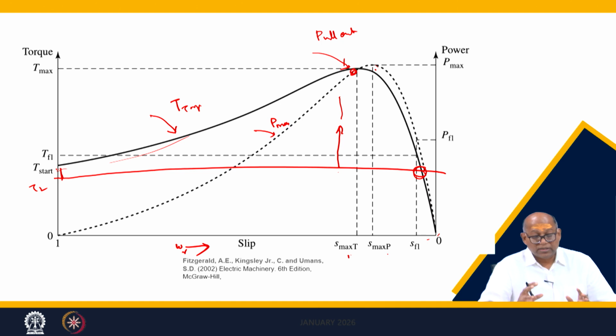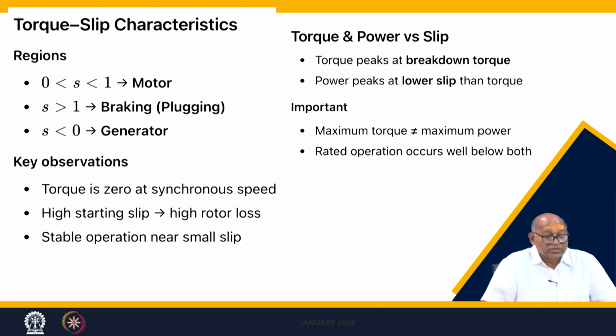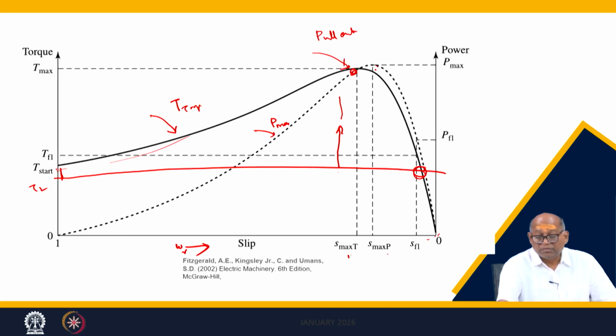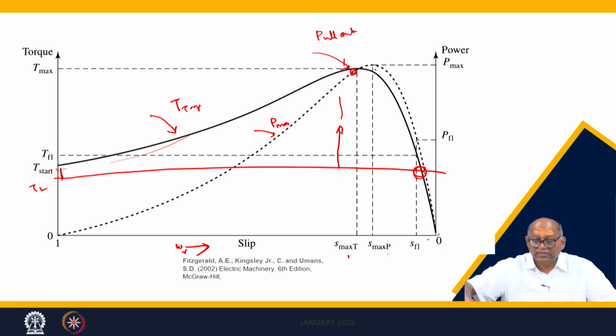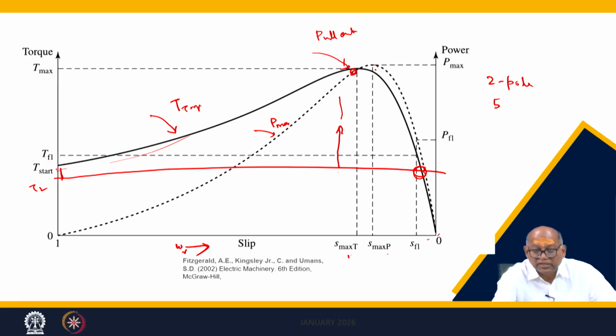So, I think we have done really well till now by understanding this. When there are 3 regions, what happens if the slip becomes less than 0, negative? That happens when the rotor speed is more than the supply frequency speed. The supply frequency is producing a rotating magnetic field at the synchronous speed. For 2 pole, 50 Hz, what is the synchronous speed? It will be 3000 rpm.